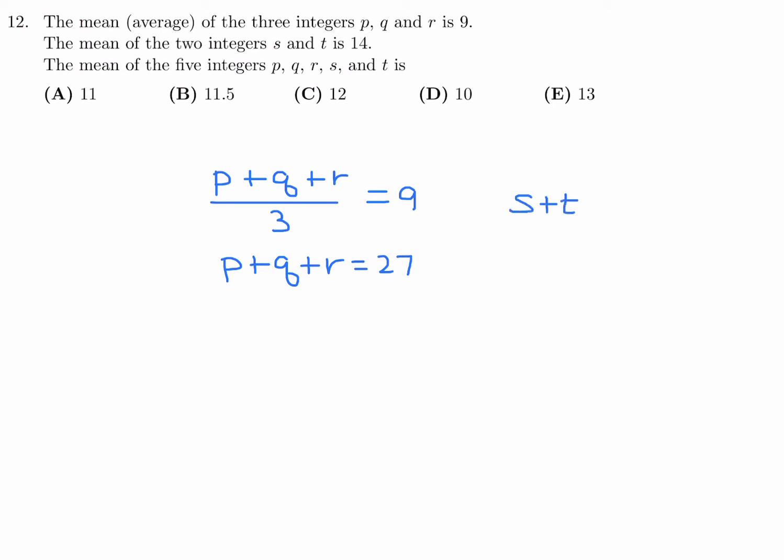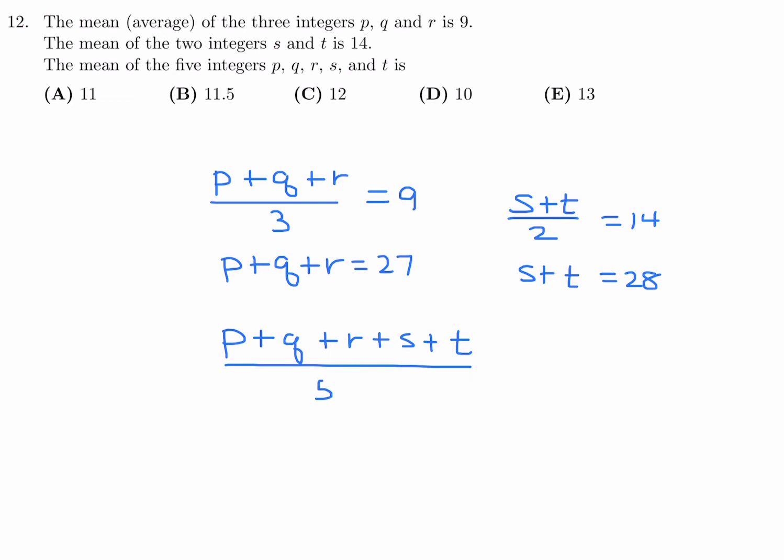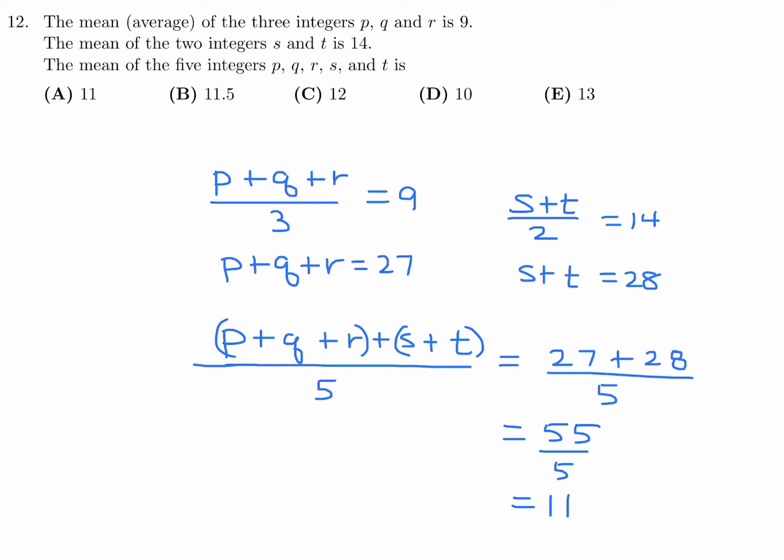S plus T divided by 2 is 14, so that means S plus T is equal to 28. Now we have to figure out the average of those five numbers, P plus Q plus R plus S plus T, divided by 5. Well, P plus Q plus R is 27, these three guys. The next two, S plus T, is 28, all over 5. So that is 55 over 5, and that is equal to 11. So number 12, the answer is A.